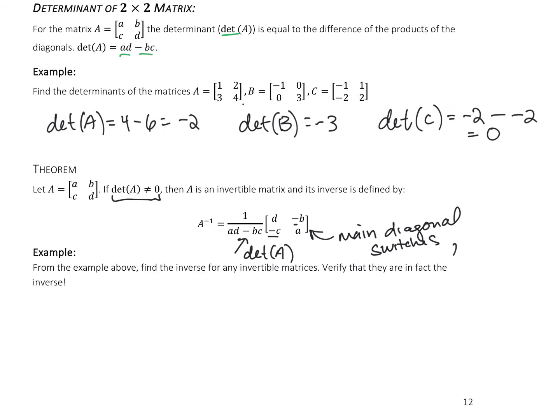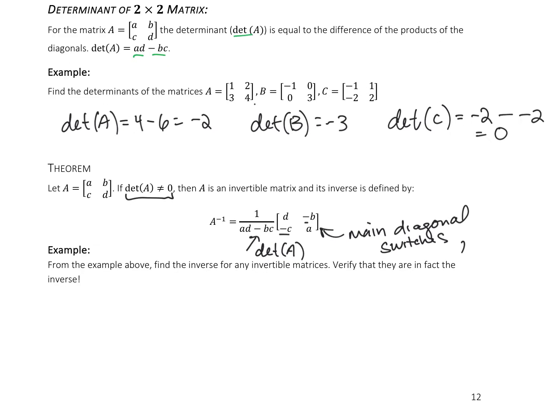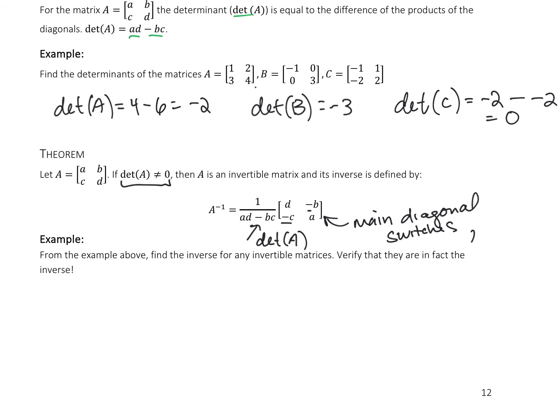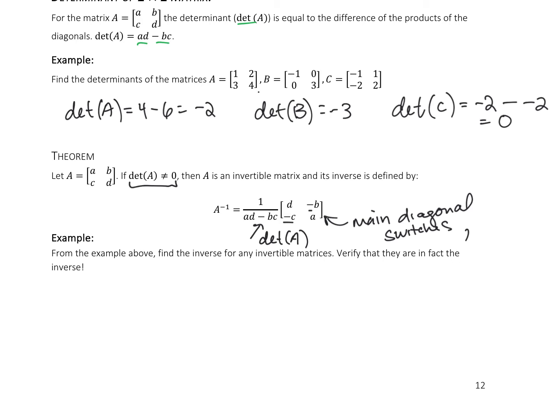So if we go back to these A, B, and C matrices up here, we can find the inverses. And we're going to actually verify that they are the inverse, but I'm going to let you verify them for funsies. Practice that matrix multiplication that we're getting so excited and jazzed about.